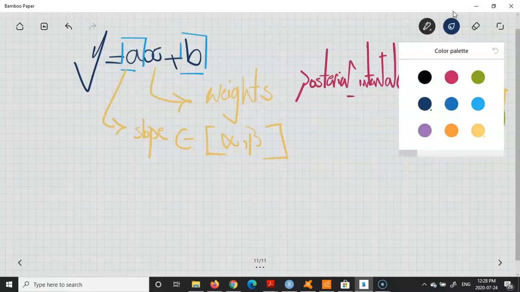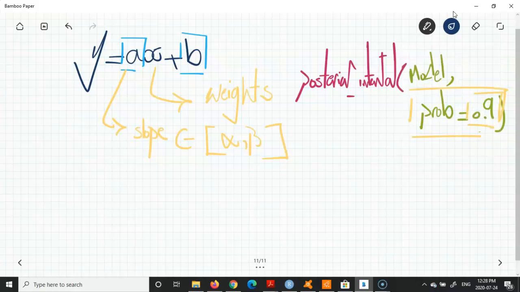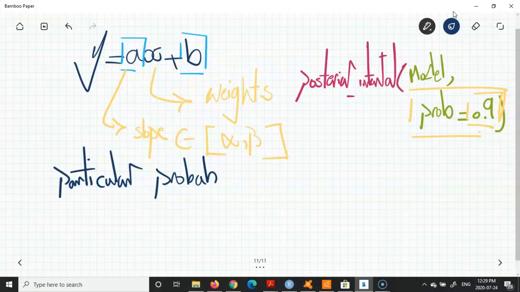Essentially, we had a particular probability and we were going to find the interval.